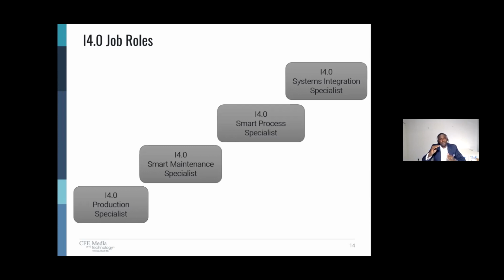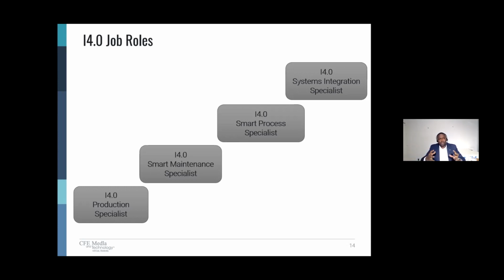But that last position there that we didn't talk too much about: you have the Industry 4.0 production specialist, you have the smart maintenance specialist, and you have the smart process specialist. The process specialist sits in between maintenance and the integrator. And he really understands the overall process in a plant. And he also understands very clearly throughput, the end-to-end factor. How many parts are coming in? And from a logistics standpoint, how many more robots do I need?